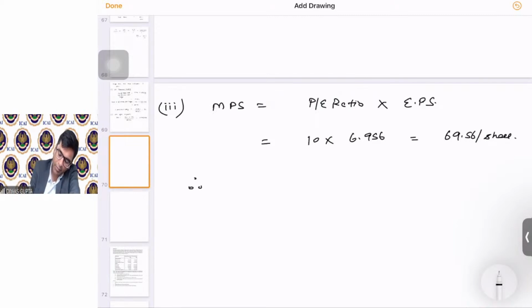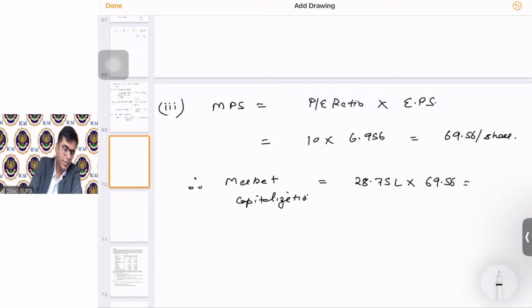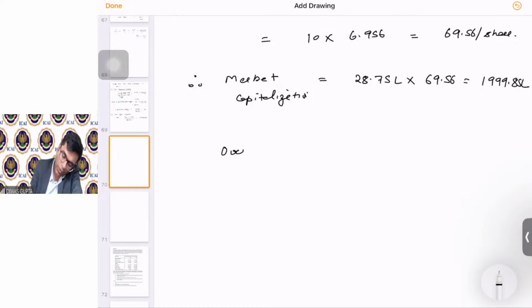And hence the market capitalization will be the total number of shares, which is 28.75 lakhs, multiplied by 69.56. So 69.56 into 28.75 lakhs is 1,999.85. So the overall market capitalization is equal to 1,999.85 lakhs.